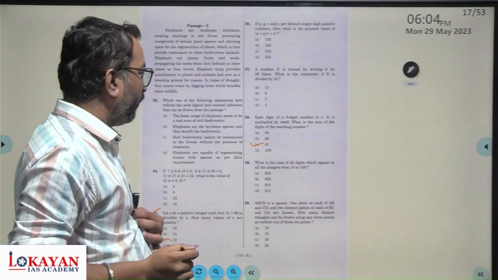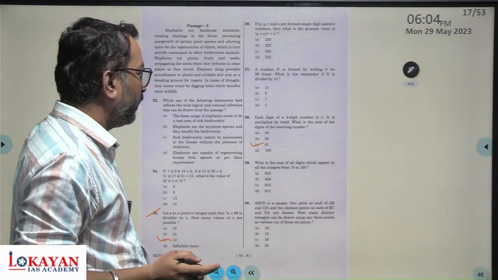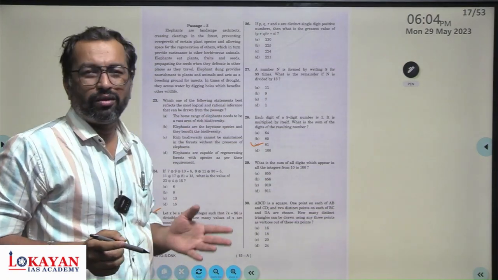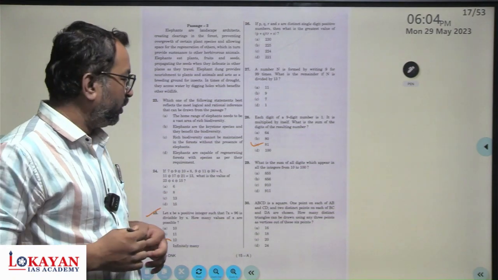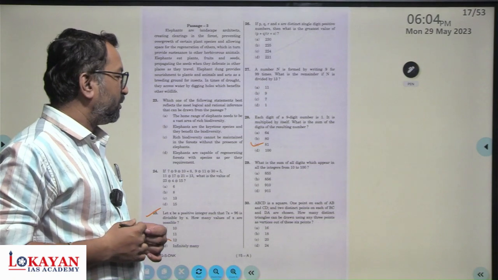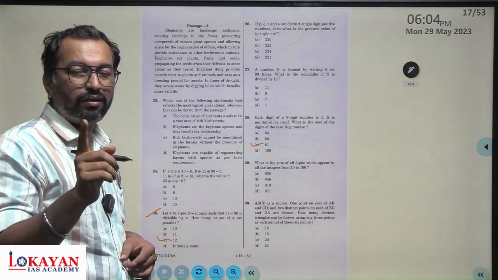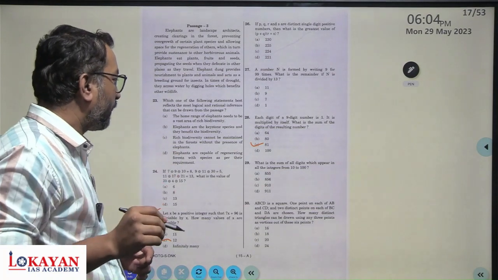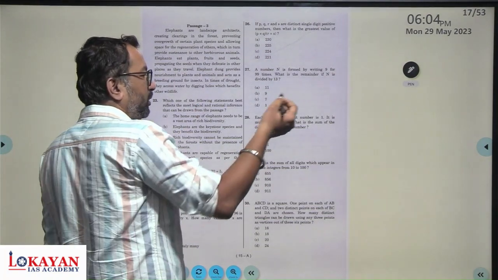What is the sum of all digits which appear in all the integers from 10 to 100? These are very, very favorite questions of UPSC. Last year also they asked a few questions like this. See what they have asked: not the sum of numbers, but the sum of all digits which appear in all the integers from 10 to 100.